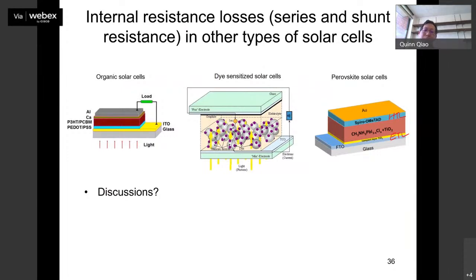Okay, so you also want to get rid of moisture or oxygen, right? Because they can react with perovskite and then form an intermediate state. So that can also reduce the shunt resistance. So these are just examples. Okay, I hope that answers the question.